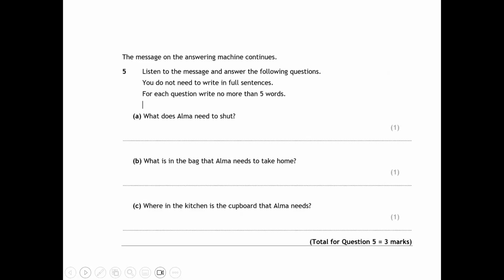Okay, so then we have some short free response, open response type questions. 3 marks available there for that. So, you know, what does Alma need to shut? What's in the bag that Alma needs to take home? And where in the kitchen is the cupboard that Alma needs? And so that was the under the sink answer.